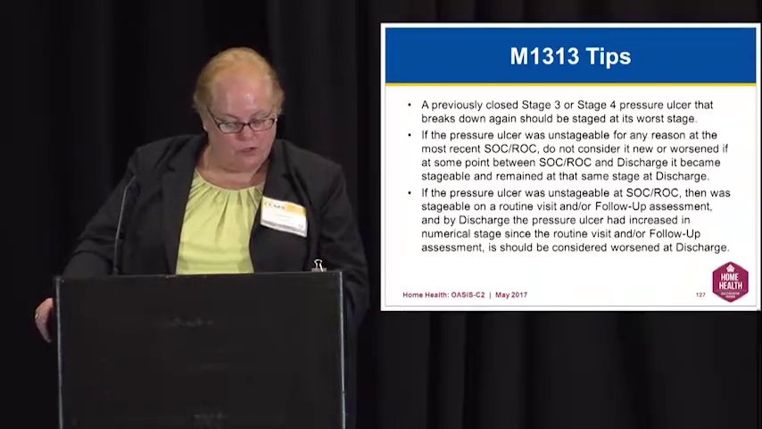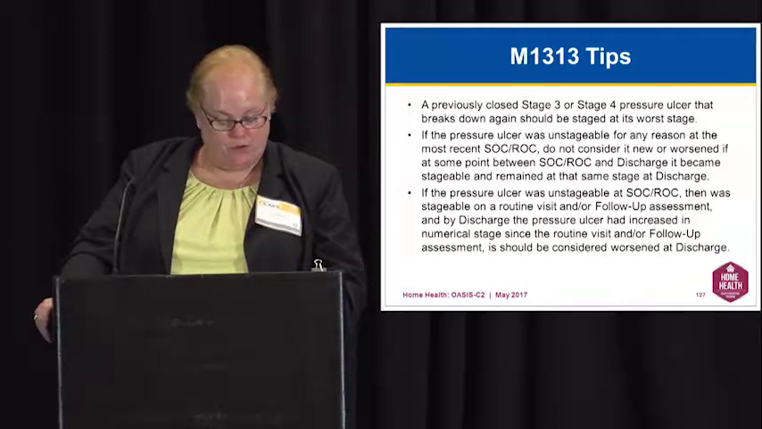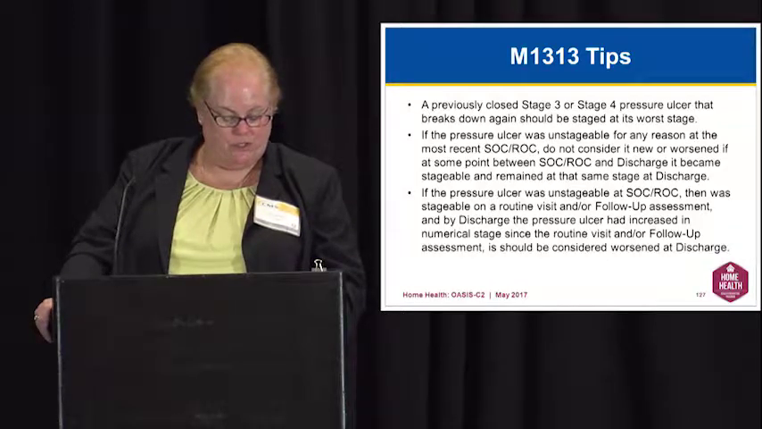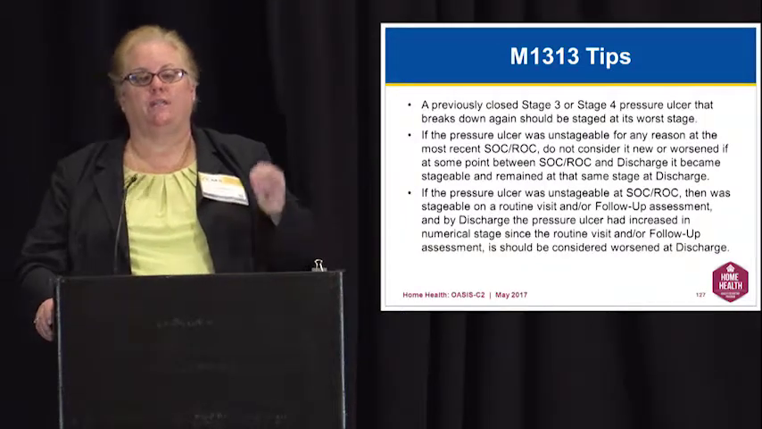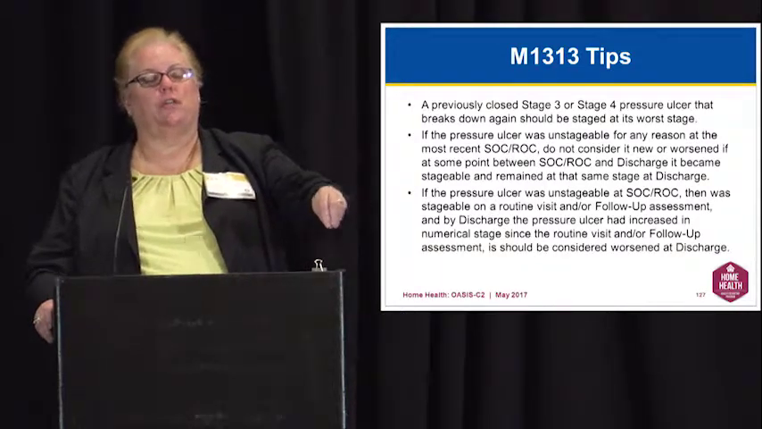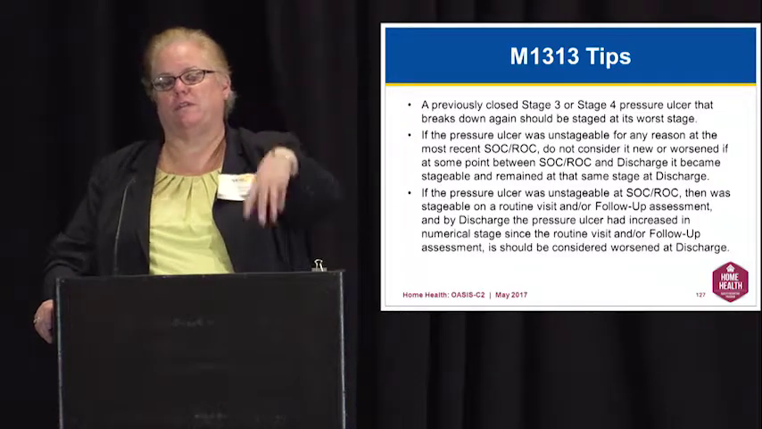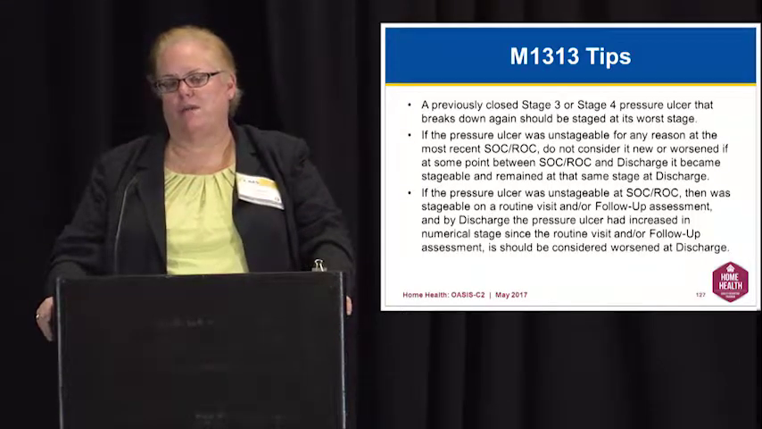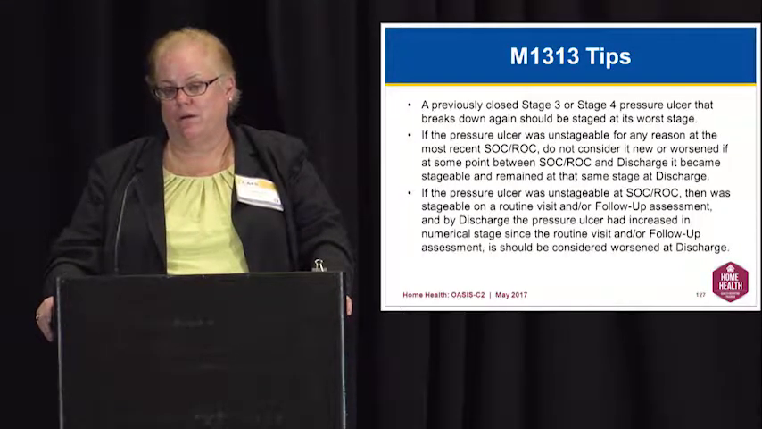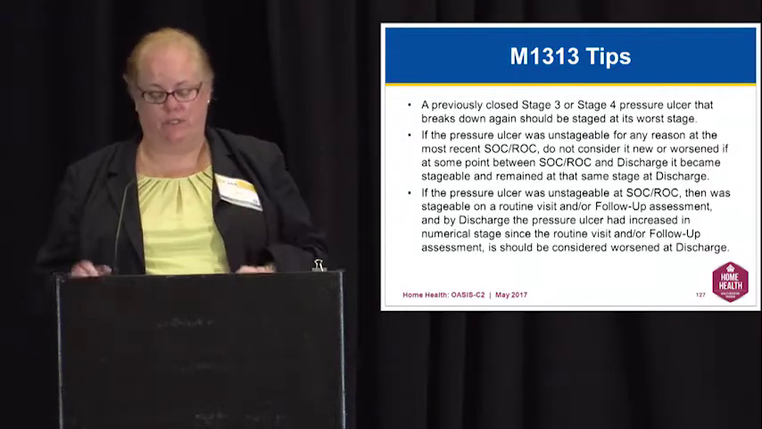So if a pressure ulcer was unstageable at the SOC/ROC, then was stageable on a routine visit or follow-up assessment, and by discharge the pressure ulcer has increased in numeric stage since the routine visit or follow-up assessment, it should be considered worsened. So same example, I couldn't assess it initially, had that dressing on it, I couldn't take it off. I take the dressing off, it's a stage 3, I continue to monitor it, and then by the time it discharges, it's a stage 4, it's considered worsened. That makes sense, right? Because it was a stage 3, now it's a stage 4.